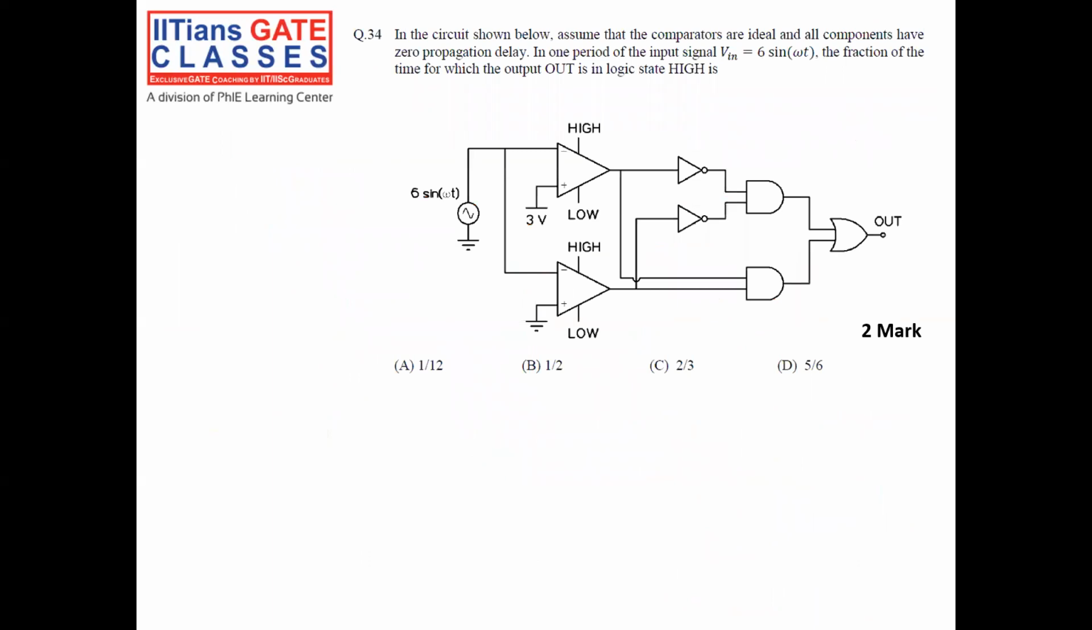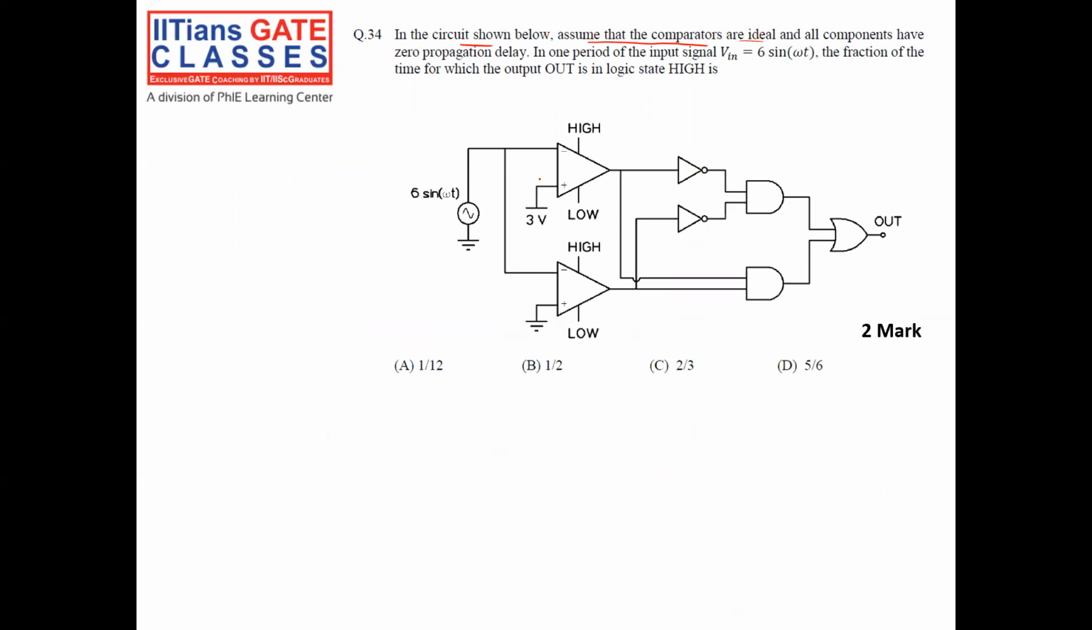Okay, let us see the next question. Okay guys, you see, in the circuit shown below, assume all the comparators are ideal and all the components have 0% delay. Perfect. It means from input to output it will come instantly without any delay.